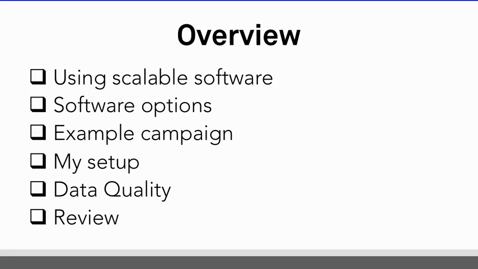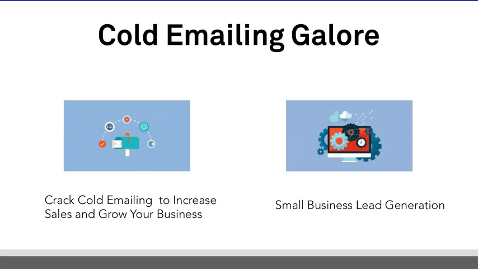And so just to give you an overview of this chapter, we're going to talk a little bit about scalable software and why that's important, your options, show you an example campaign. I'm going to show you my setup. We're going to talk about data quality, and then we'll kind of just bring it all together so that you can really just have a really tight machine working for you.